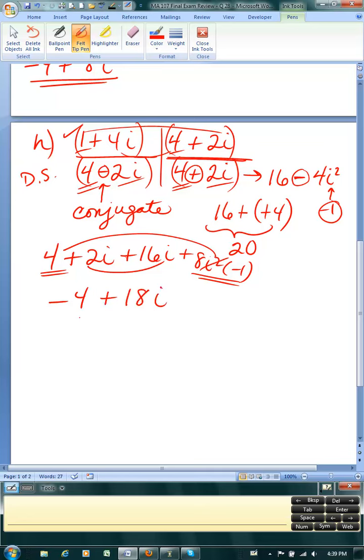And these are both going to be divided by the denominator, which was 20. Make sure you reduce them each independently. The first one reduces to negative 1/5, and the second one is 9i over 10.